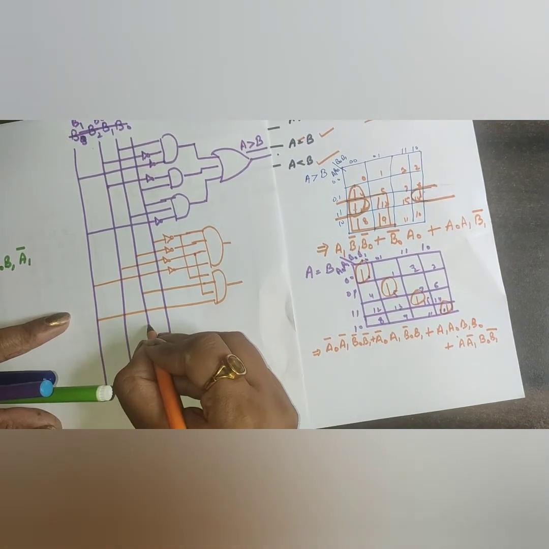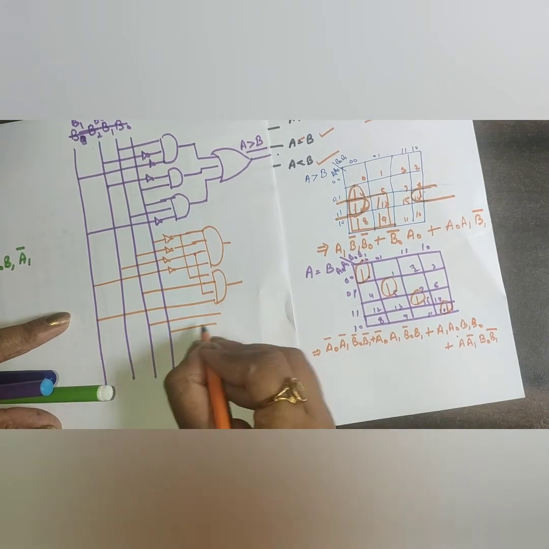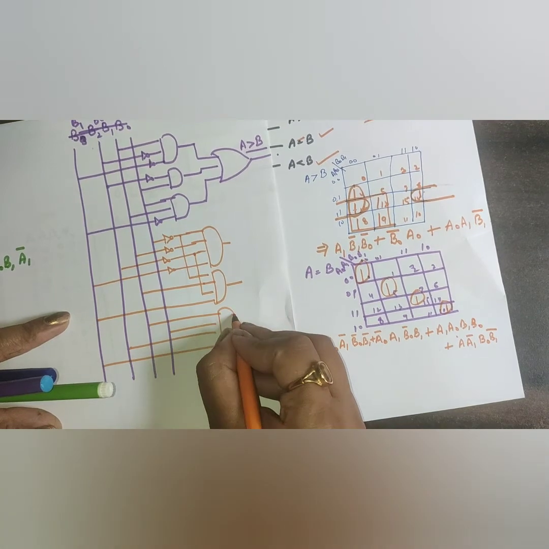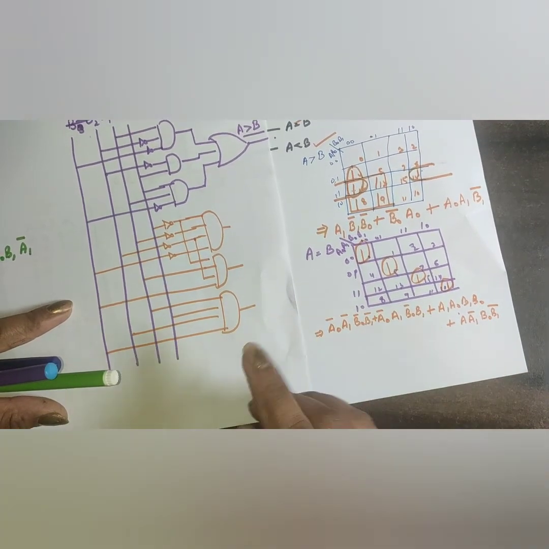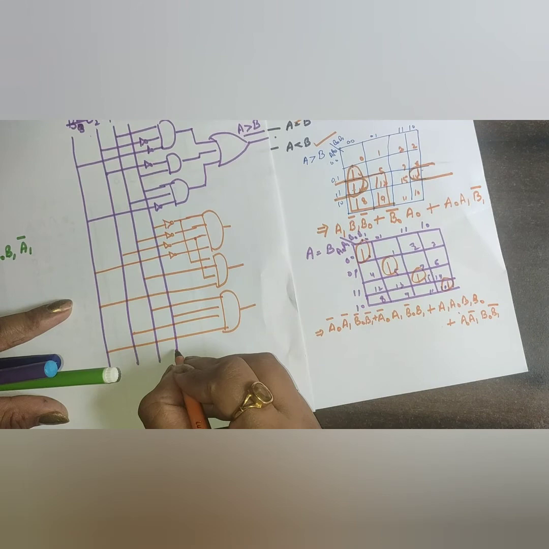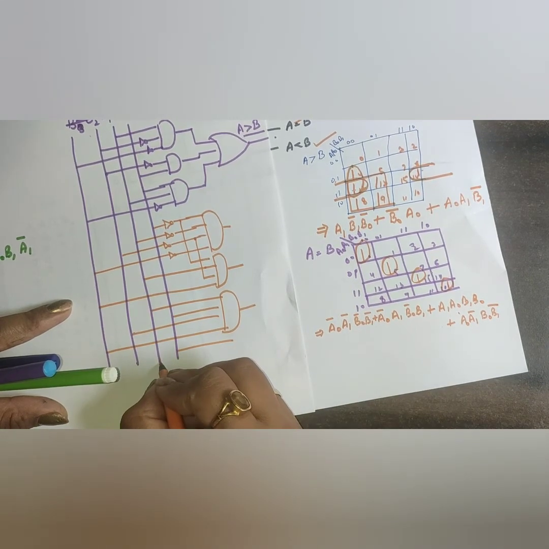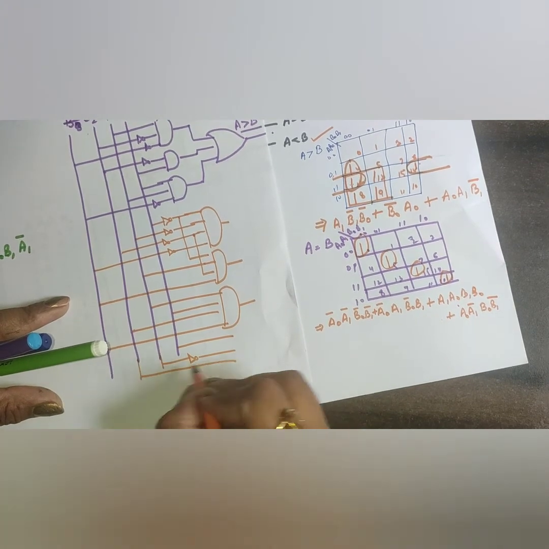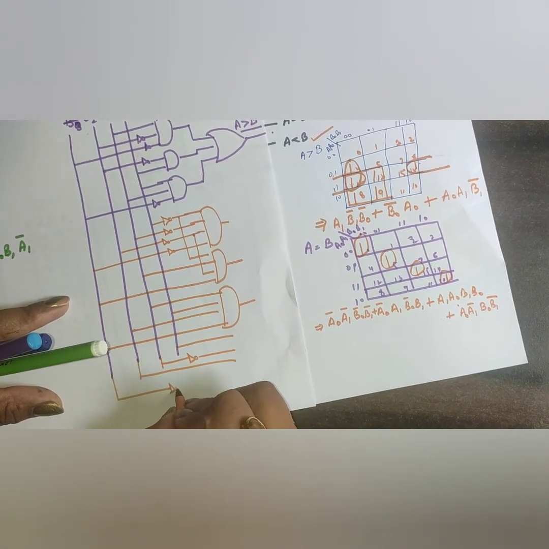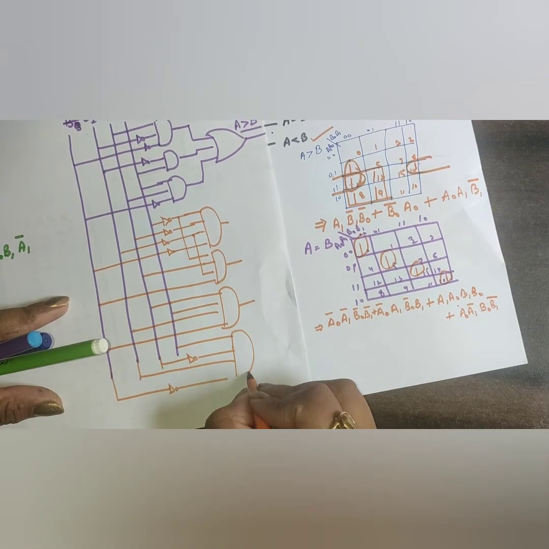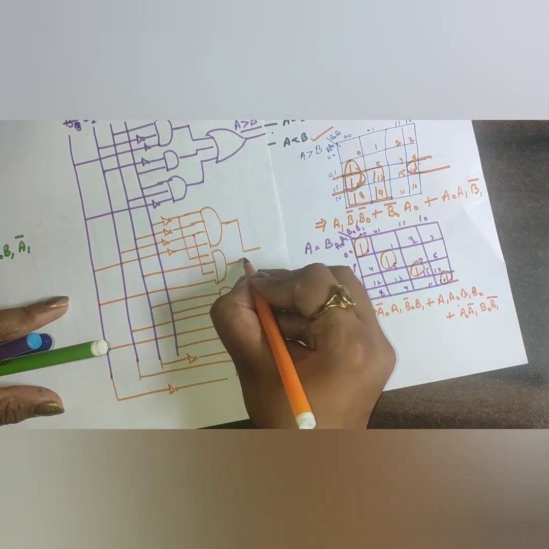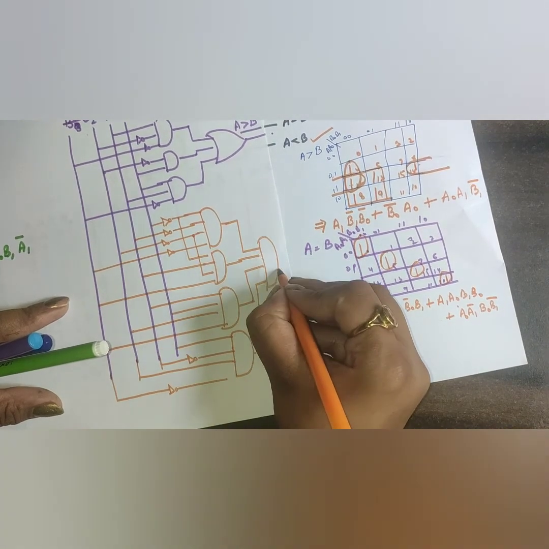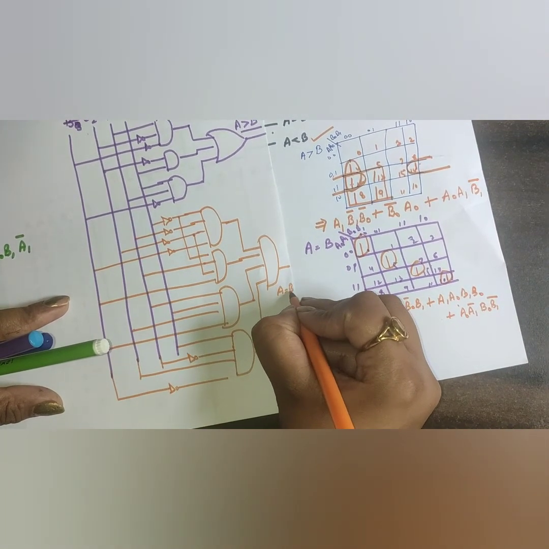Now all the inputs A0, A1, B0, B1 are going to the AND gate. Now A0, A1 bar like this, B0 like this, and B1 bar like this, going through the AND gate. So here all are going through the AND gate. So this condition is A equal to B.